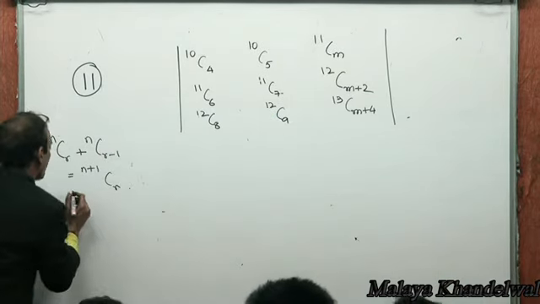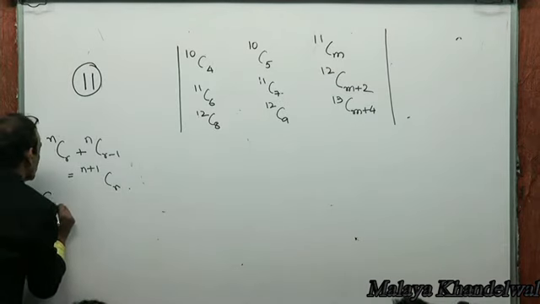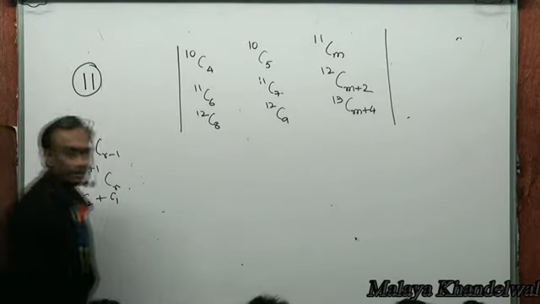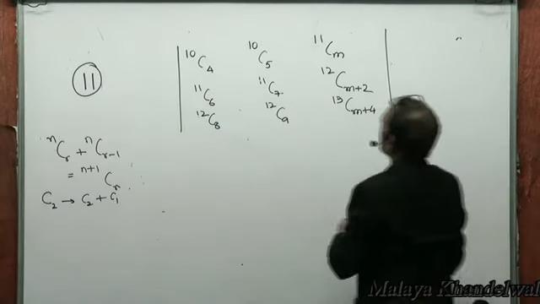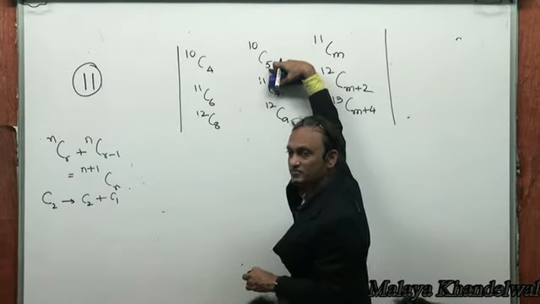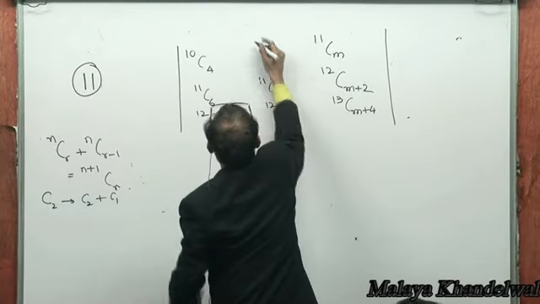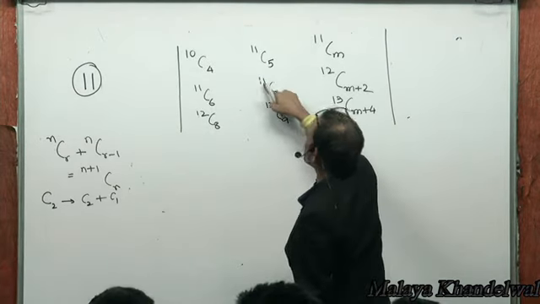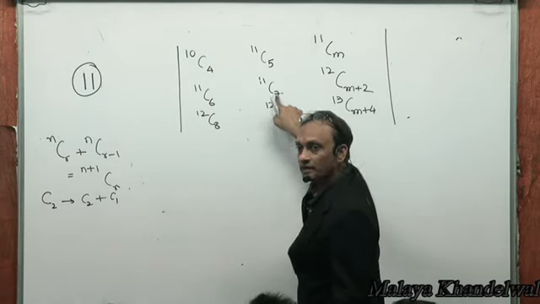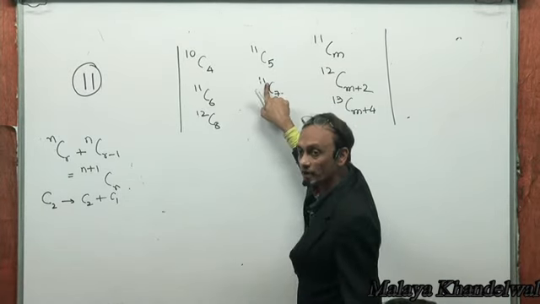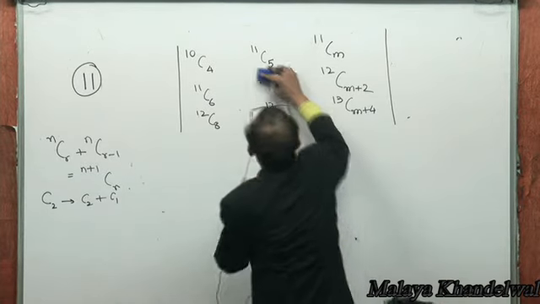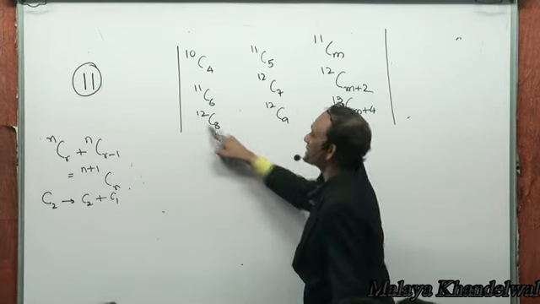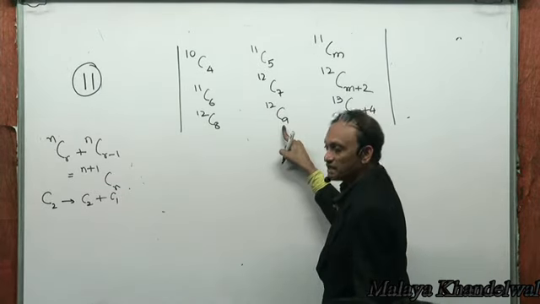So which means I do the following. On column 2, I do column 2 plus column 1. So this will become 11C5. NCR plus NCR minus 1 would be 12C7. NCR plus NCR minus 1 would be N plus 1, that is 12CR, right? So this will become 12C7. NCR plus NCR minus 1 will give me 13C9.